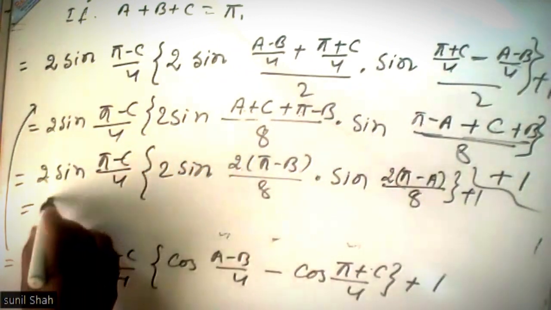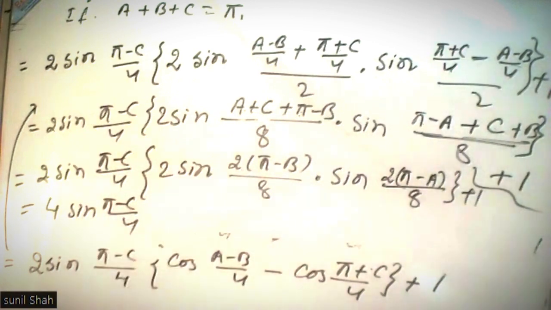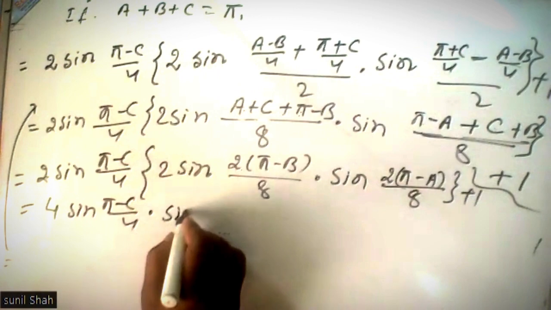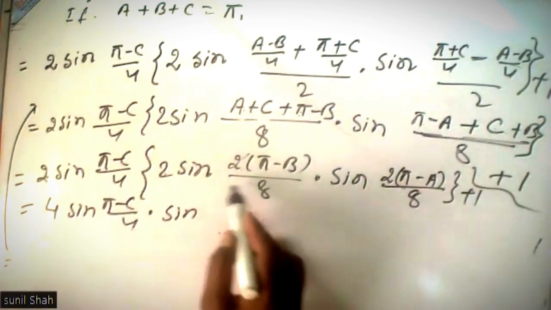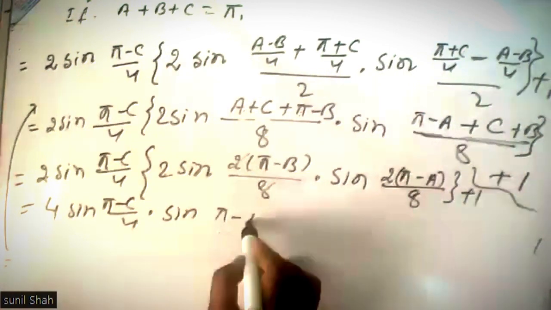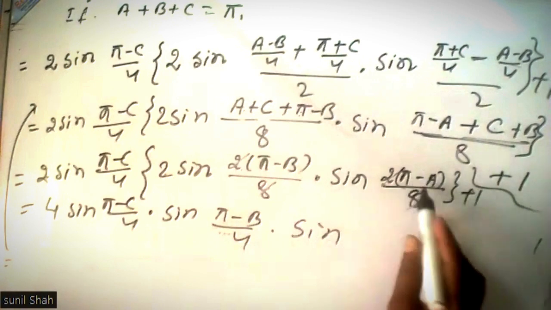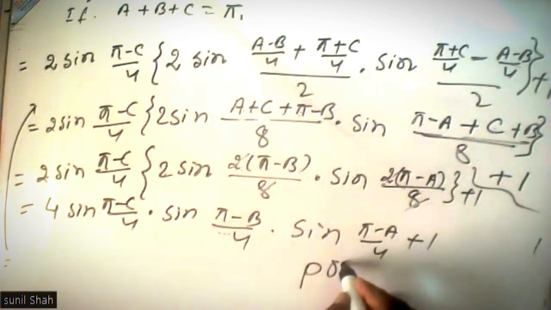Now 2 times 2 is 4 sine (pi minus C)/4 into sine, 2 and 2 cancel. 4 sine (pi minus C)/4 into sine (pi minus B)/4, cancel this and this, into sine (pi minus A)/4 plus 1. Proved.